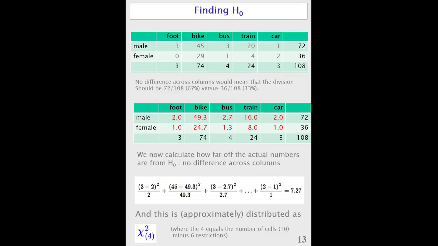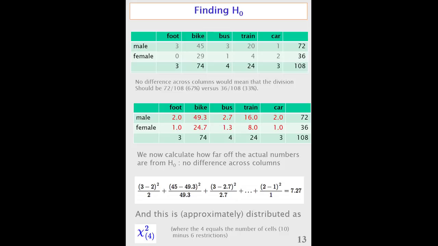It would make a large difference if I had 100 here and I'm missing only 1, versus I had 2 here and I'm missing only 1. So I take that into account. I do the same thing for each and every one of these cell counts. 45 there, 49.3. I subtract the 2, I square it, and I divide by the 49.3 as a reference point, so to speak. I do that all the way through to 3 minus 2.7, and I would put the other way here, but it wouldn't fit on the line. The 1 minus the 2 squared divided by 1, and then in the end we add that all up and we get a number, 7.27.